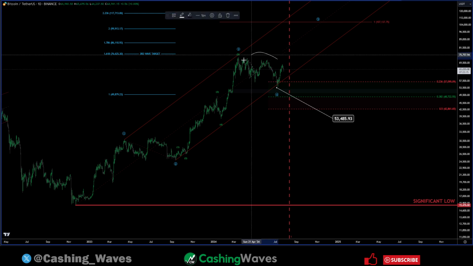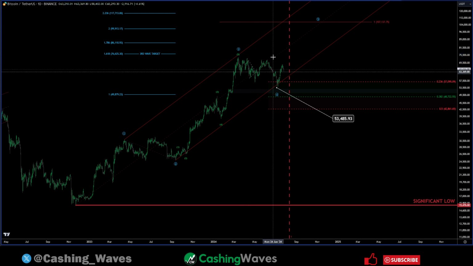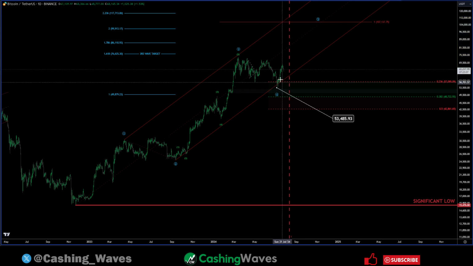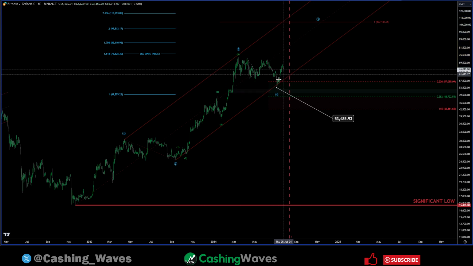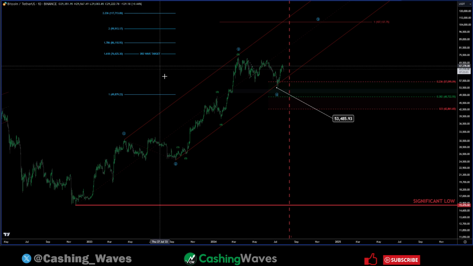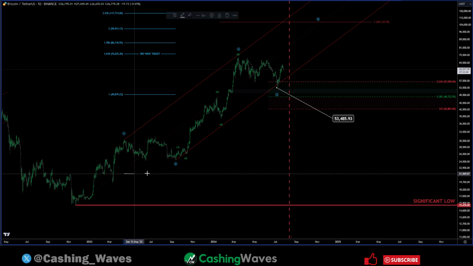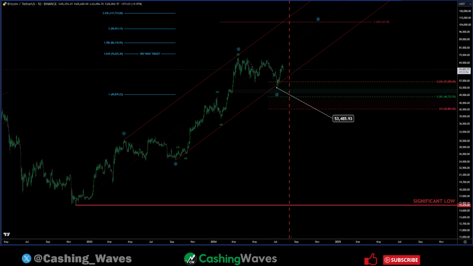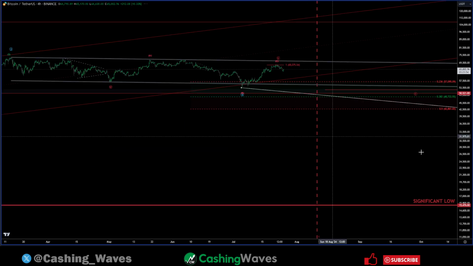So we're going to focus in on this fourth wave I have labeled, and ideally we want this to hold to get this fifth wave to the upside. You can see we rejected off the bottom end of our pitchfork, so we really want to see this hold. We're almost at the 1-to-1 in time of wave 2 extended off of wave 3. So a couple of things we're looking at here.